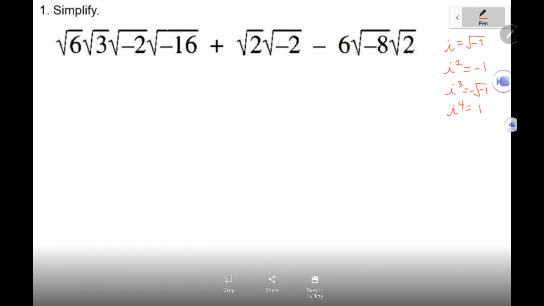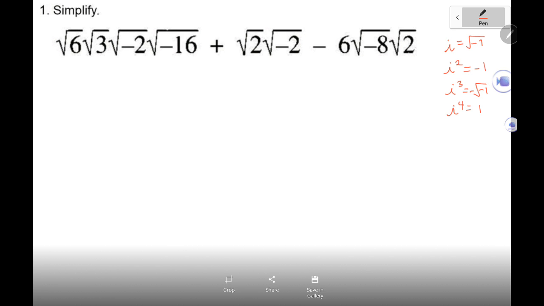So if I get to i to the fourth, I have no effect at all, as if I multiply by 1. If I get i squared, my effect is to change the sign. I can turn the i squared into a negative 1, change the sign, and forget about the i.